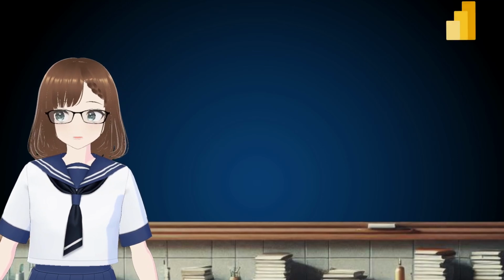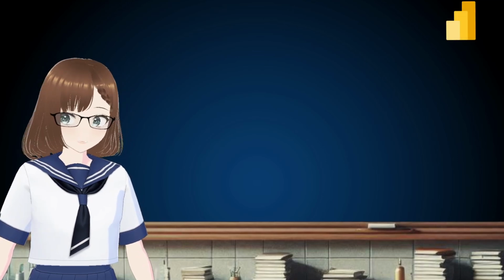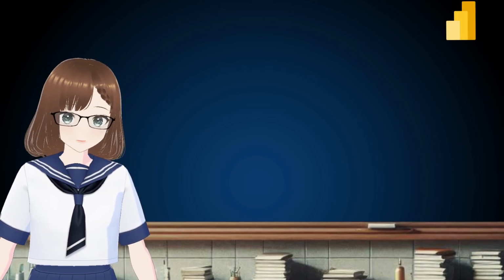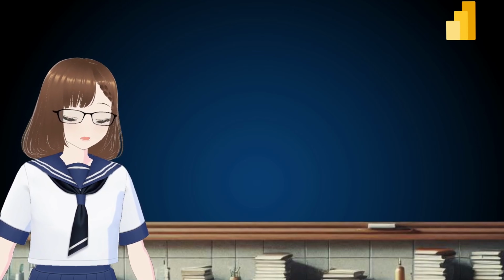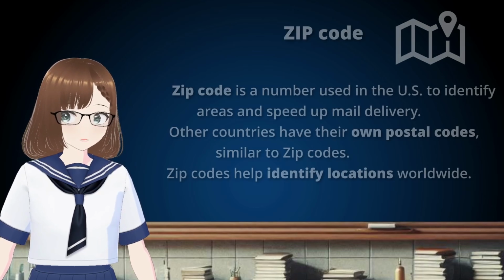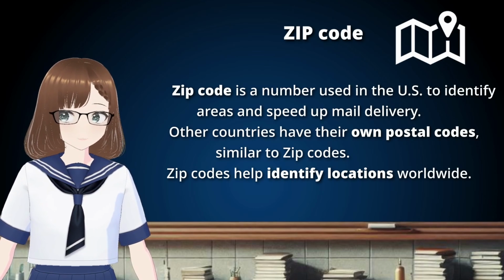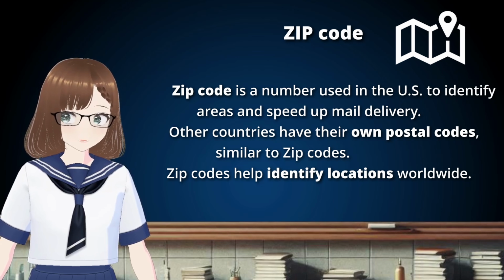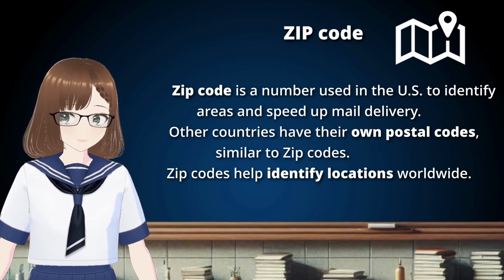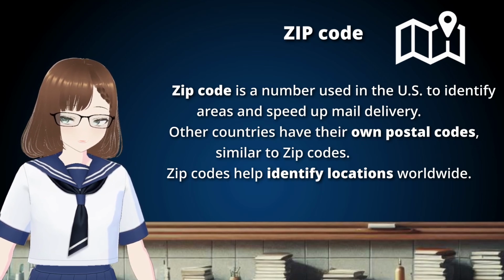Hello! In this video, I'll show you how to make a visualization on a map in Microsoft Power BI in 10 minutes. I'll use zip code. A zip code is a number used in the United States to help identify specific areas for mailing. It makes mail delivery faster and also helps with things like advertising and gathering information about a location.